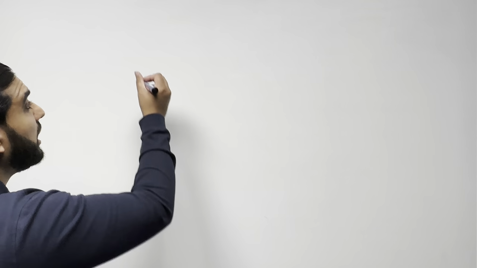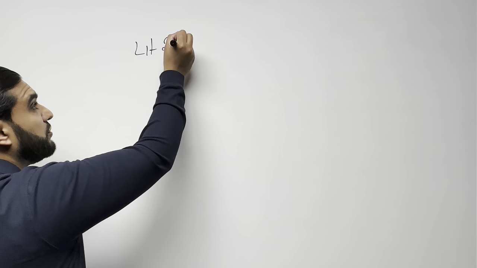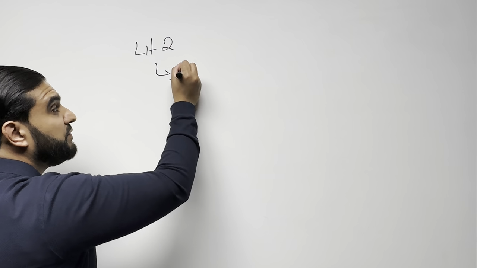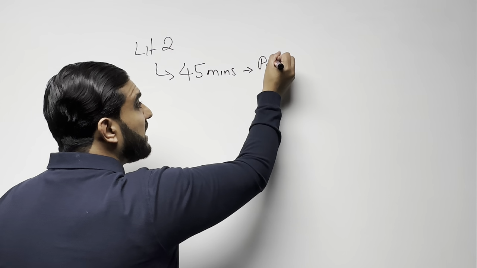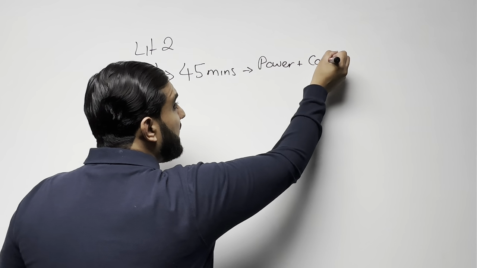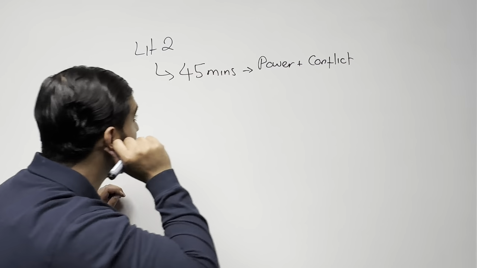And guys, number three, before we jump into the poems, this part of the video is the setup. You guys need to know why are we even going through the poems and how does this link to your exam. Now guys, I'm gonna be as fast as possible. English Literature Paper 2 is a 2 hours and 15 minute exam, but the Power and Conflict section is a 45 minute slot in these 2 hours and 15 minutes.